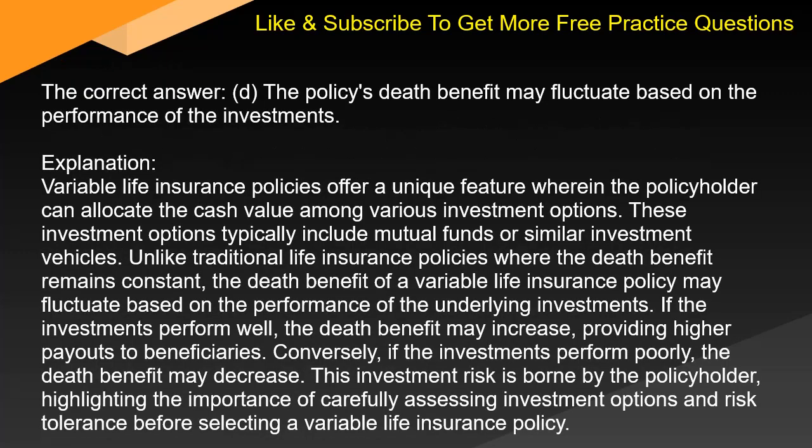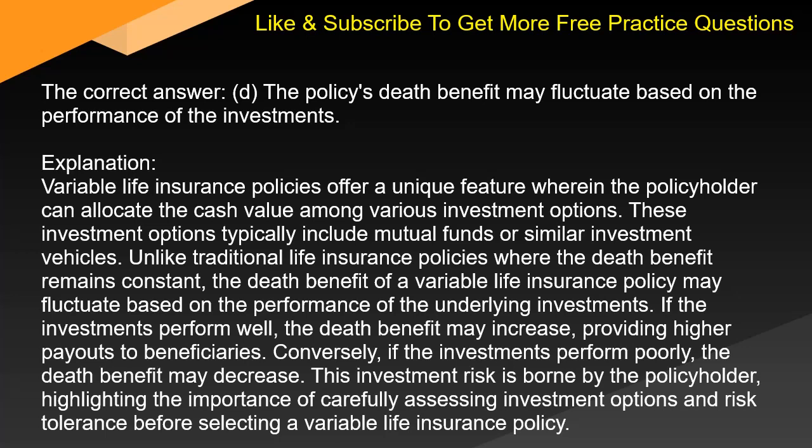The correct answer, D. The policy's death benefit may fluctuate based on the performance of the investments. Explanation. Variable life insurance policies offer a unique feature wherein the policyholder can allocate the cash value among various investment options. These investment options typically include mutual funds or similar investment vehicles. Unlike traditional life insurance policies where the death benefit remains constant, the death benefit of a variable life insurance policy may fluctuate based on the performance of the underlying investments.